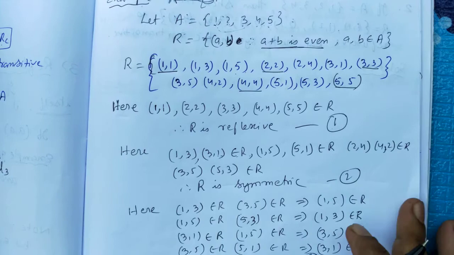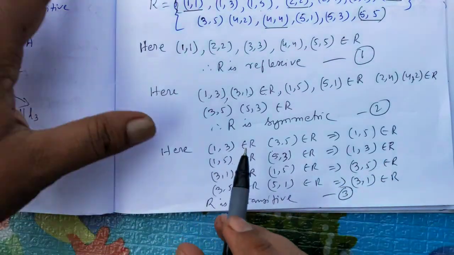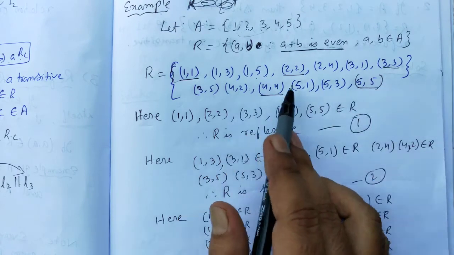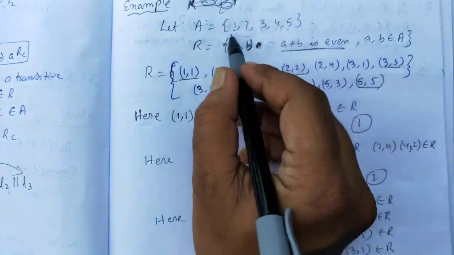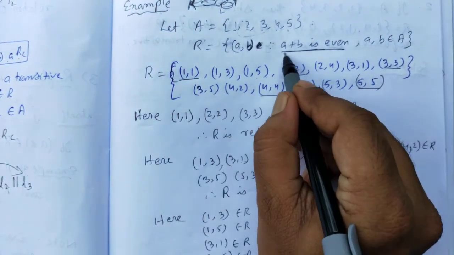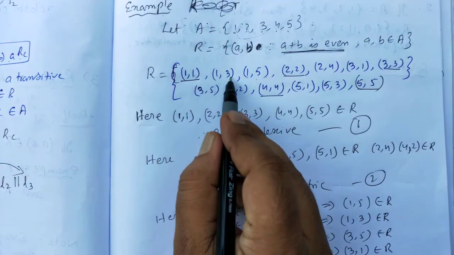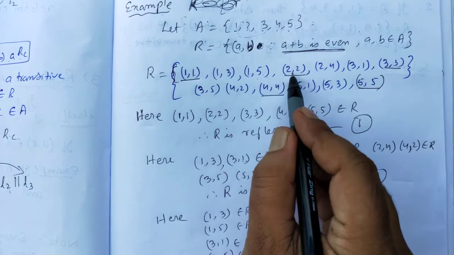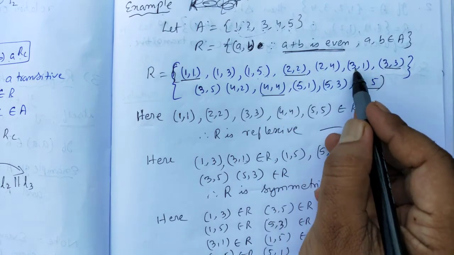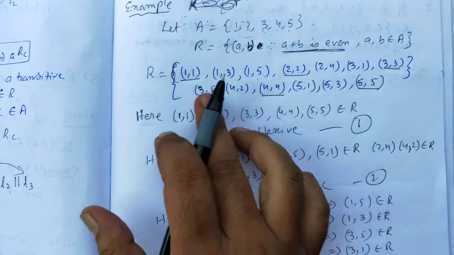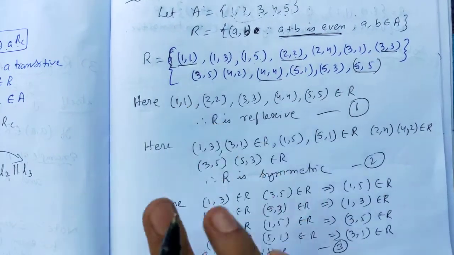For transitive, what is the condition? If you get confused how to make this, don't get confused. Okay, simple. I have to use these numbers, and the condition given here is a plus b is even. So I use 1 plus 1 is even, 1 plus 3 is even, 1 plus 5 is even, 2 plus 2 is even, 2 plus 4 is even, 3 plus 1 is even. So I wrote all the relations, okay, all the ordered pairs in this R.